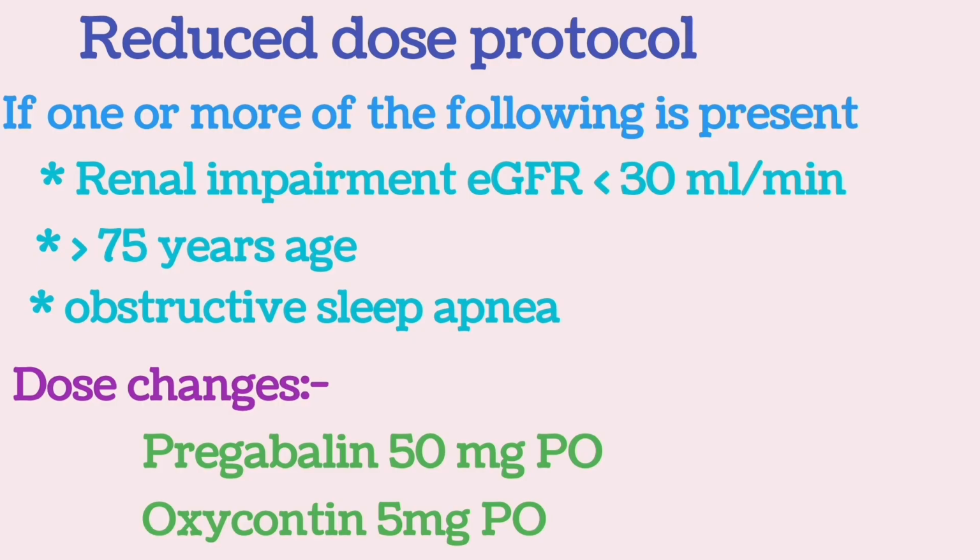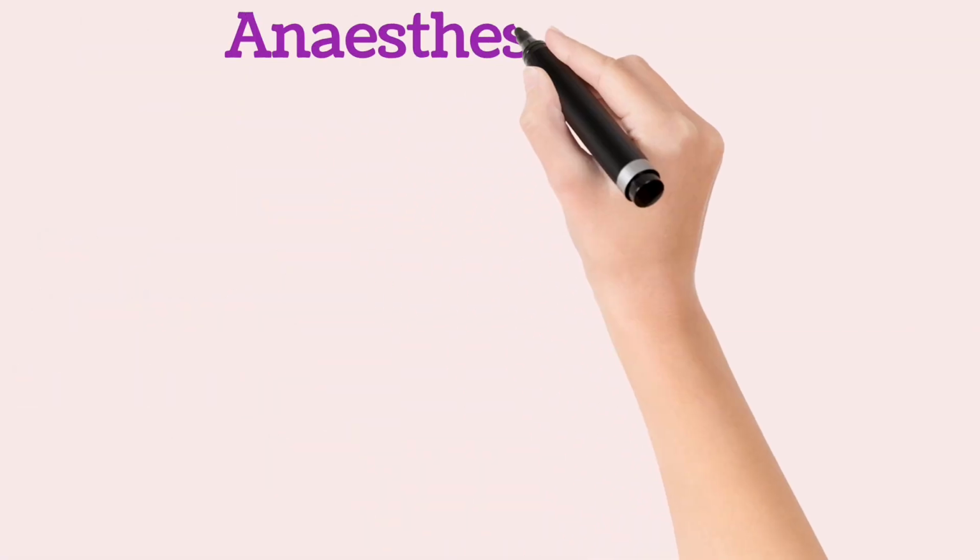So the pregabalin we use in the standard protocol is 100 mg, and in these cases we give 50 mg. The oxycodone, which is given as 10 mg in the standard protocol, we should give as 5 mg in the reduced dose protocol.